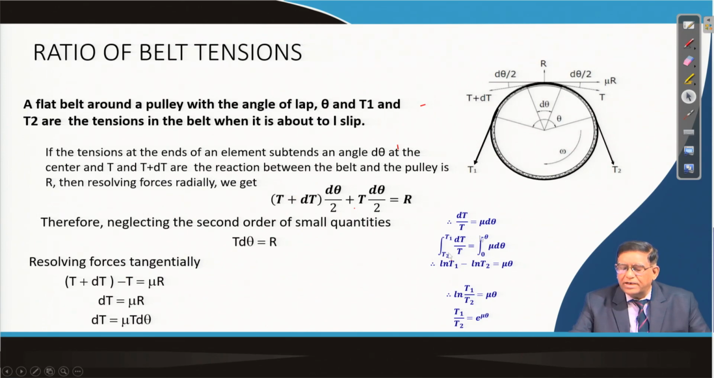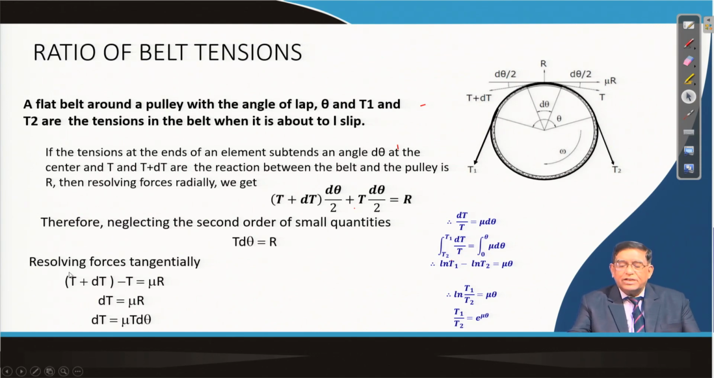Now, if we integrate it between these two limits, that is, the tension goes from T1 to T2, then the integration gives you log of T1 by T2, that means you get T1 by T2 equal to e to the power mu theta. This is exactly called Euler's equation, and this equation is very fundamental in all your belt drive related calculations.